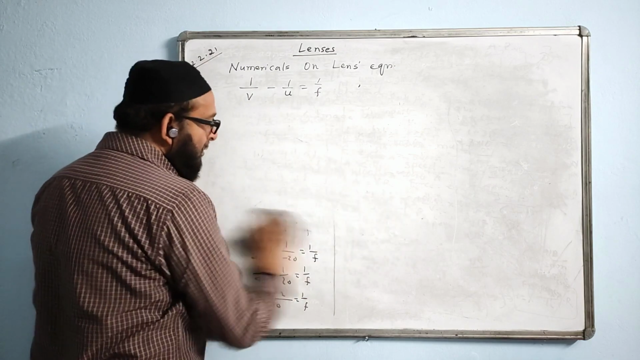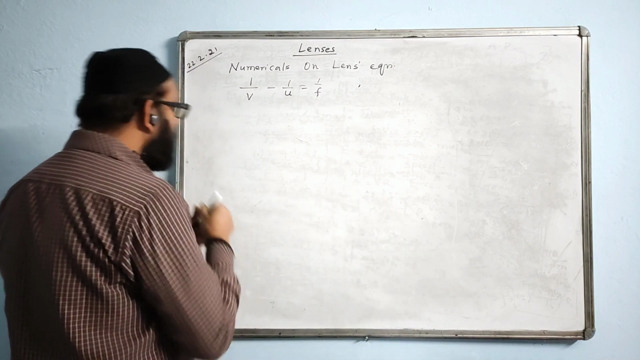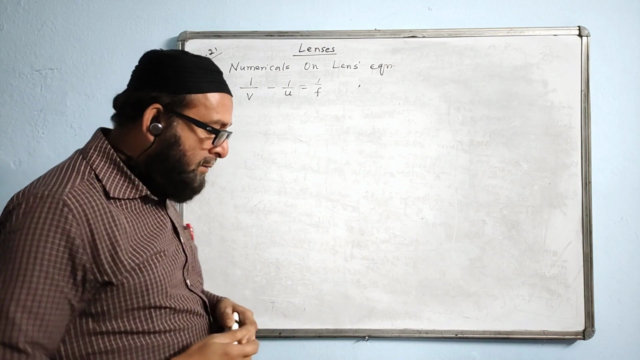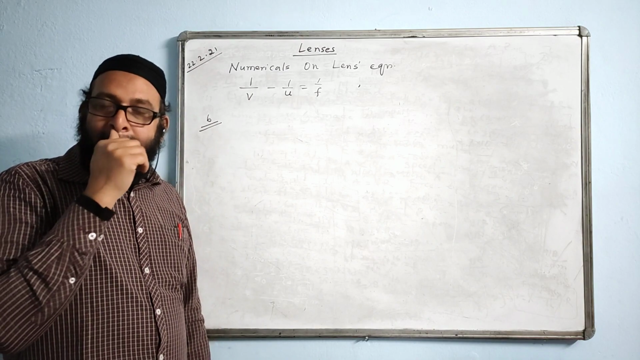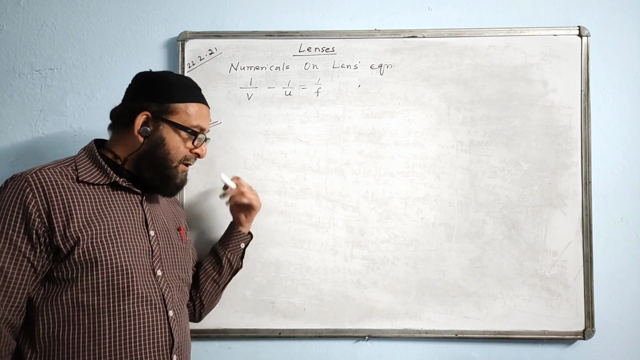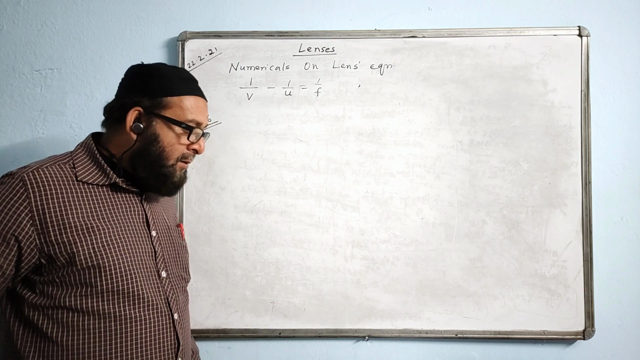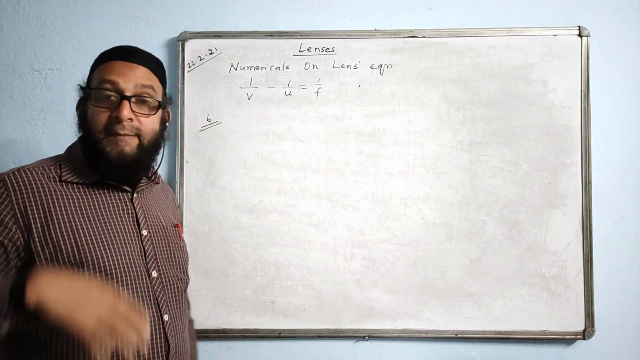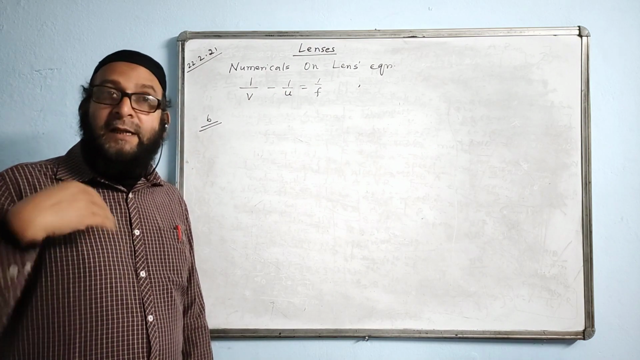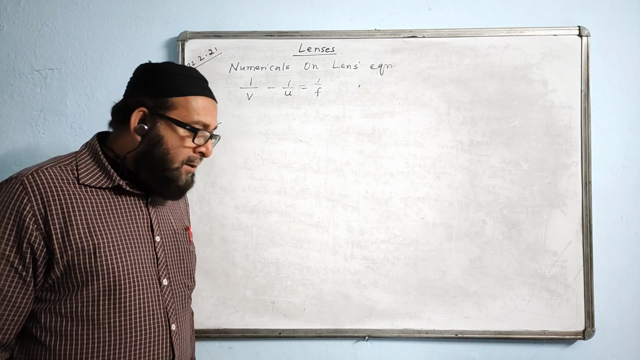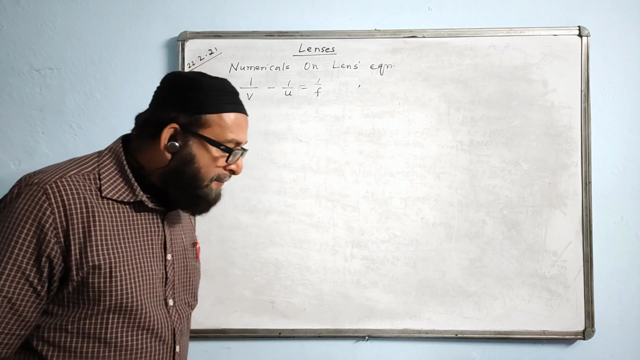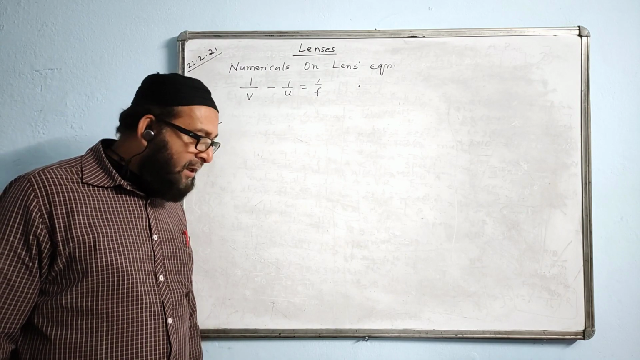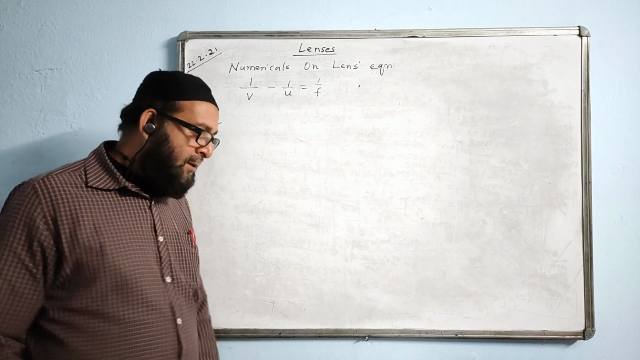Now next question, question number 6. No, 5 I did. This one number 5. Now number 6. Question says a convex lens forms an erect image of an object placed at a distance of 20 centimeters. If the image is 3 times enlarged, find the focal length of the lens.